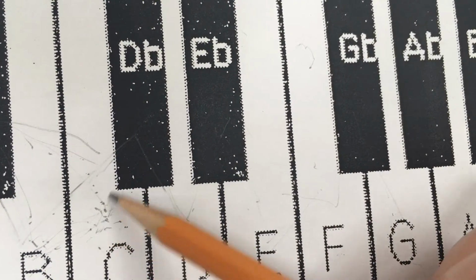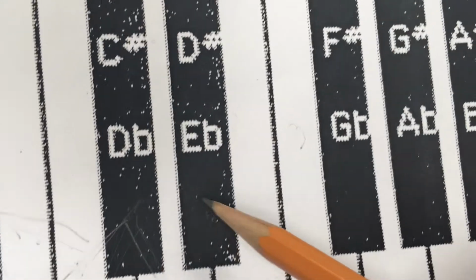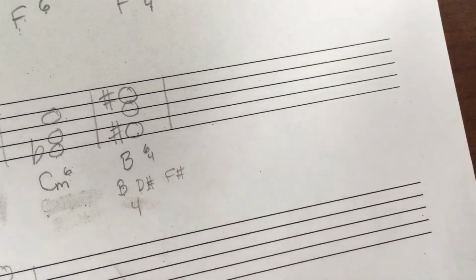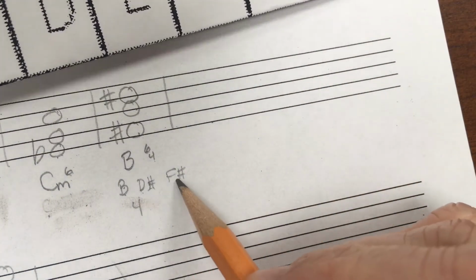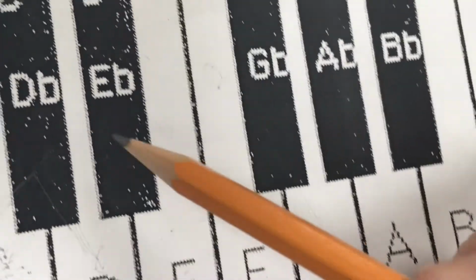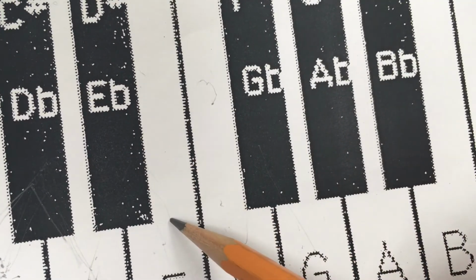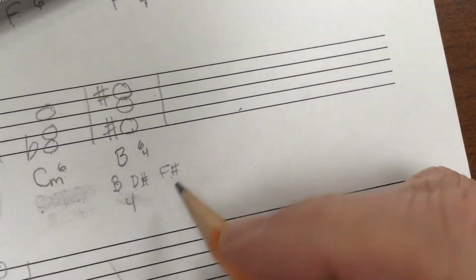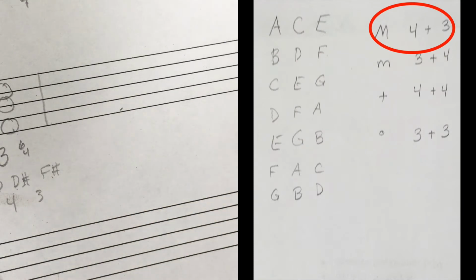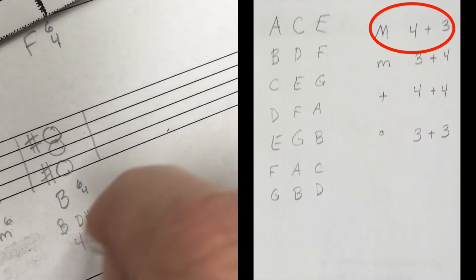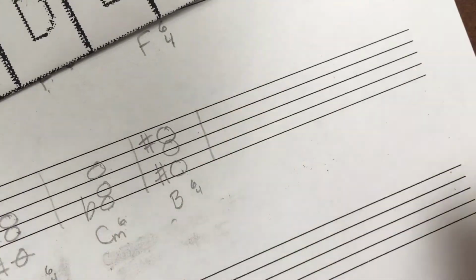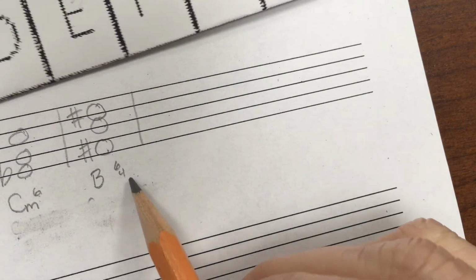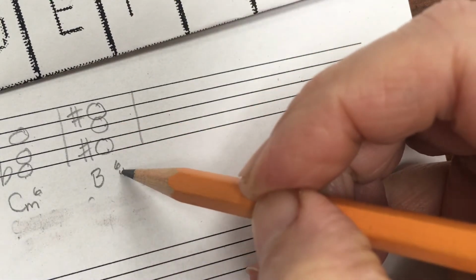1, 2, 3, 4. All right. Now the distance between D sharp and F sharp. 1, 2, 3. 4 plus 3, that's the formula for a major triad. So we don't have to write anything else. B 6/4 means B in second inversion.